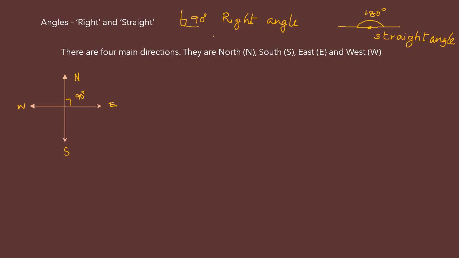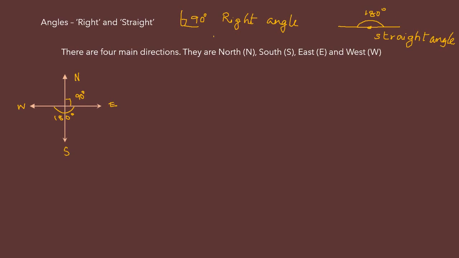And can you see here, there is a straight angle coming here. This straight angle we call 180 degrees. This is a straight angle. That is what I was talking about. Okay. So between north and east, the angle is 90 degrees.